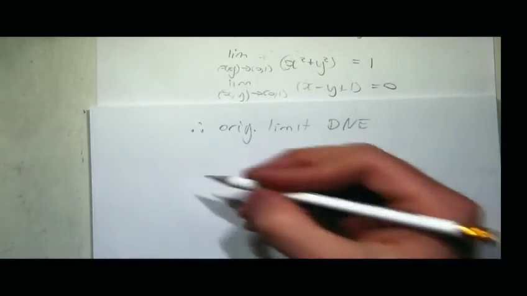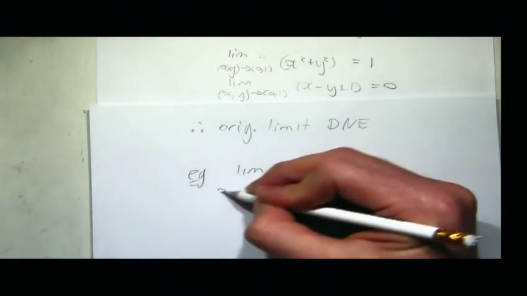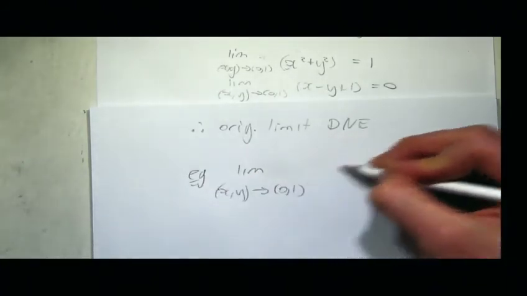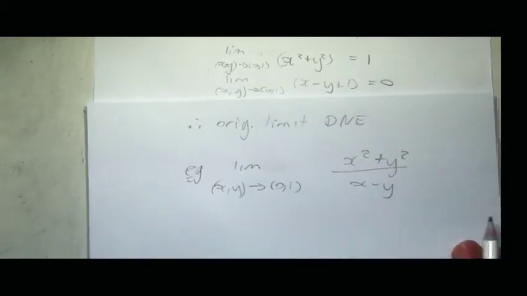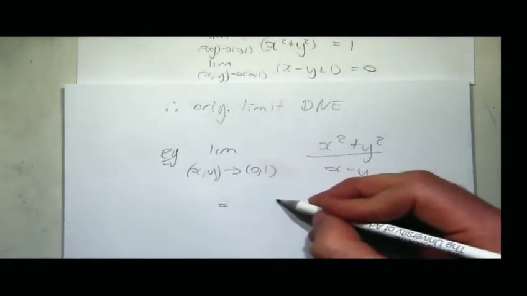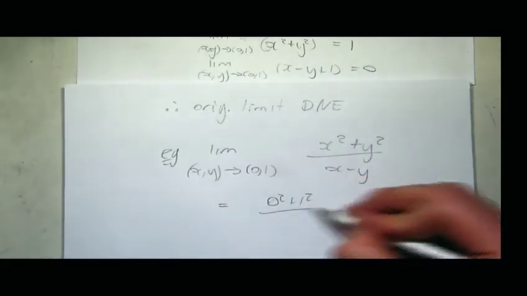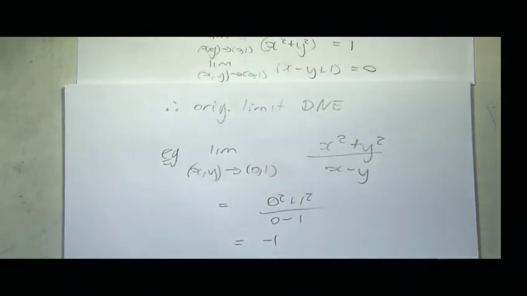If, however, the bottom isn't 0, just sub it in, right? That function there, well, it's just 0 squared plus 1 squared over 0 minus 1, which is minus 1. Okay? So that's the simplest one. So if it's a division and when you sub it in, there's no problems, just sub it in. If the top isn't 0 and the bottom is, it just doesn't exist. So that's okay. All right? That's good.